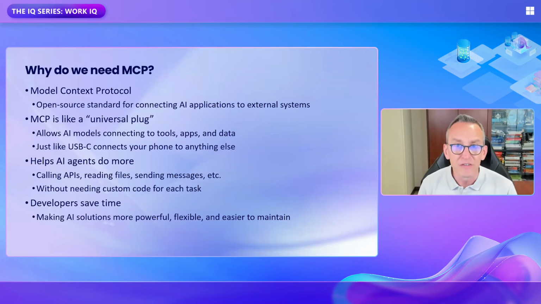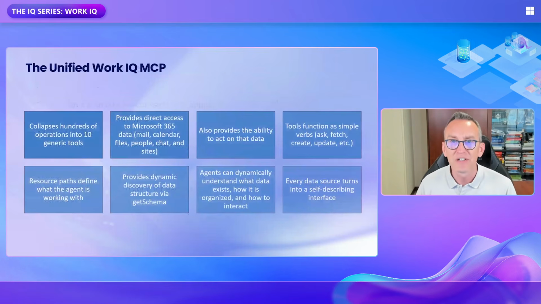So, starting from this point of view, we can better understand why in Work IQ we have support for MCP. Specifically, we introduced with Work IQ API a unified Work IQ MCP server, which allows us to have, through a set of generic tools, the capability to work with all of the information and all of the intelligence we have inside our Microsoft 365 ecosystem and more. For example, with the unified Work IQ MCP server, we can get direct access to mails, calendar, files, people, chat, and more of the content that we have in our organization.